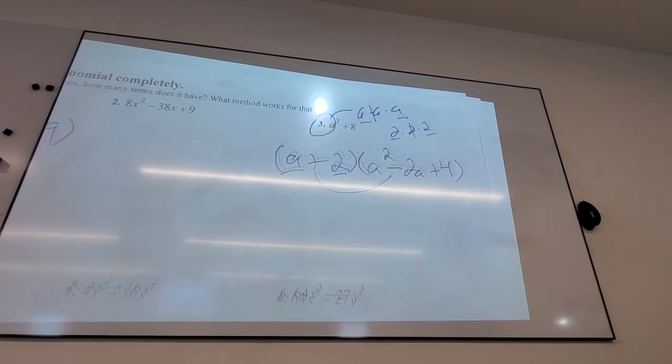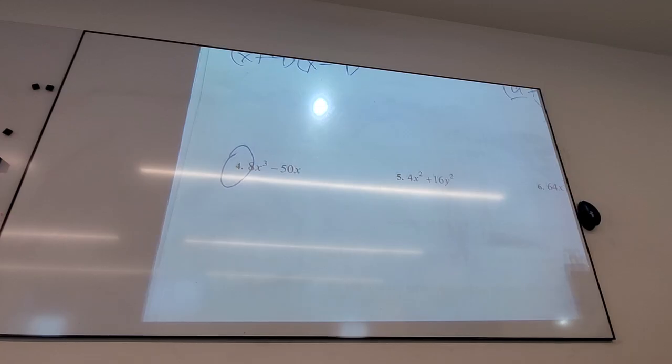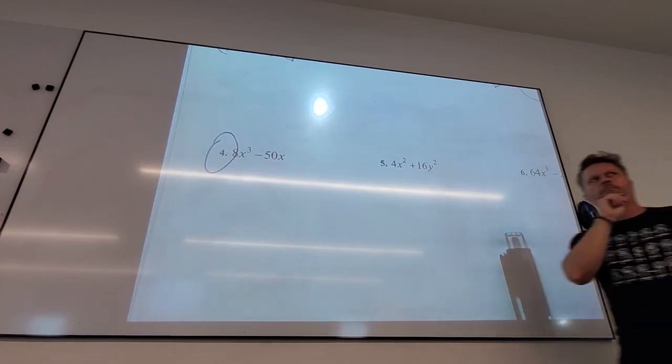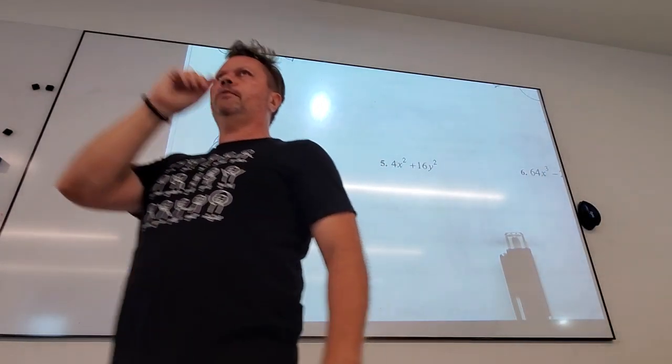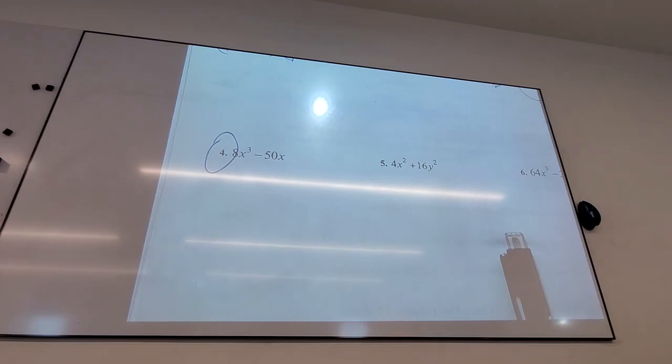Okay, what about number 4? What do you have to be careful about? What mistake do you think students might make? What piece of this might somebody key in on? They'll see the 3, they'll see the cube, and they'll see the 8, and think, oh, it's a cubes. But why is it not a cubes? 50 and x.